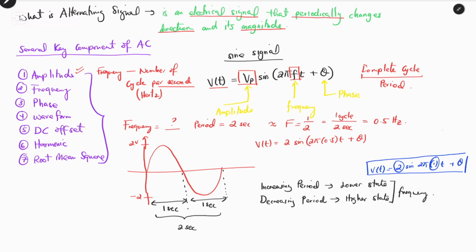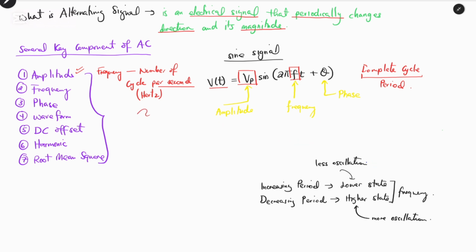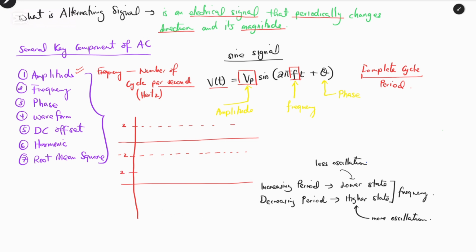To fully understand what we mean by the lower state and the higher state of the frequency, that means in the higher state we will have more oscillation, and by increasing the period we are now having less oscillation. If I now draw our previous discussion using the two plots that we discussed earlier, we can say 2, minus 2, and you can clearly see what we mean by more oscillation and less oscillation.